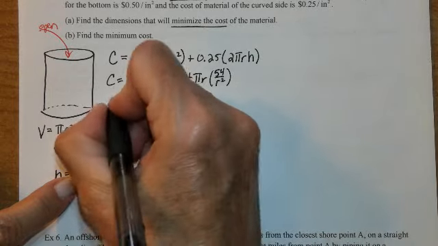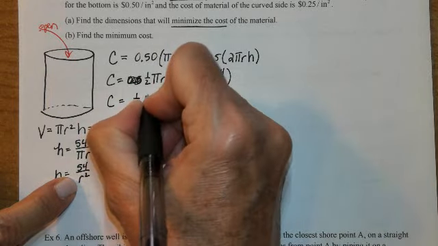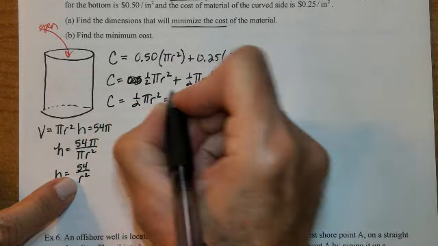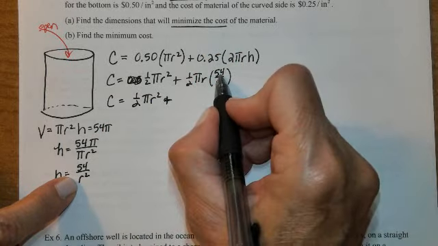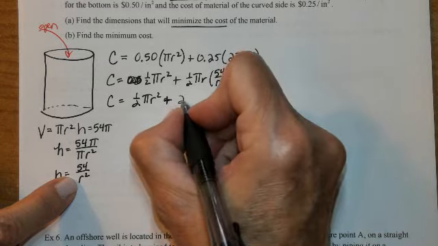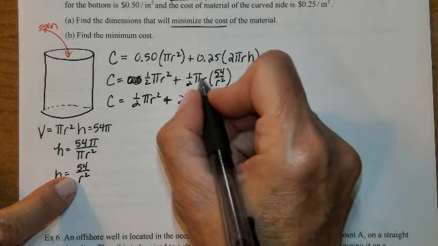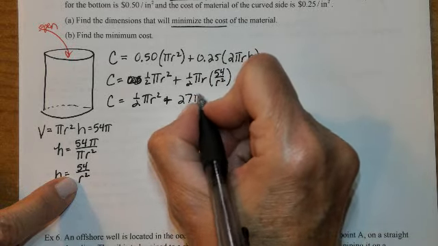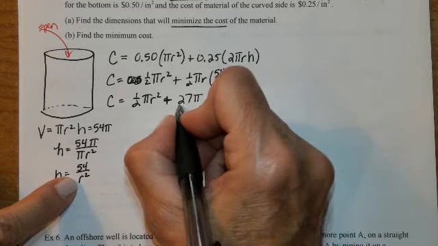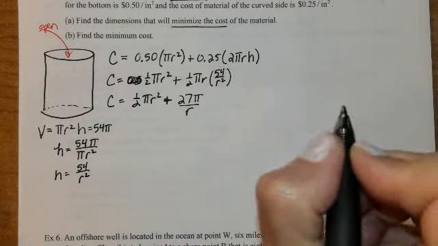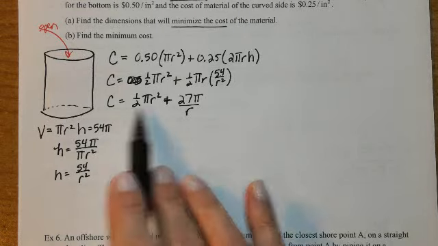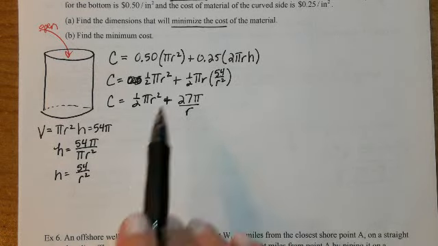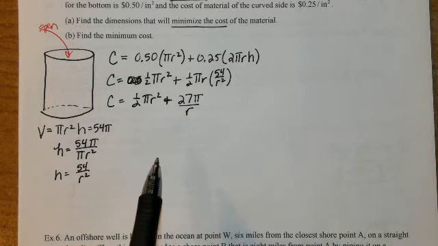Okay, let's clean it up. Whoops, plus, not equals, plus. Half of 54 is 27, right? So 27 pi, the r's reduce, leaving an r in the bottom. Okay? So this is our simplified cost equation with only one independent variable.